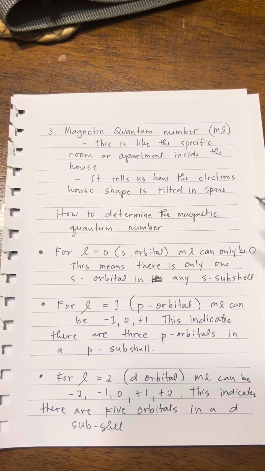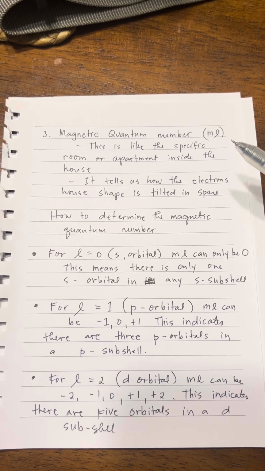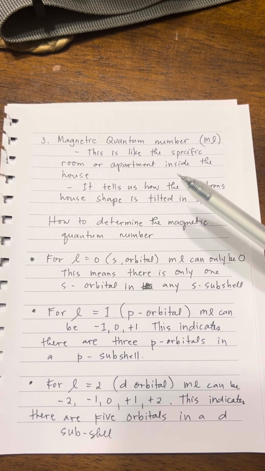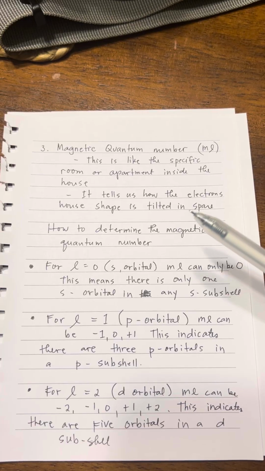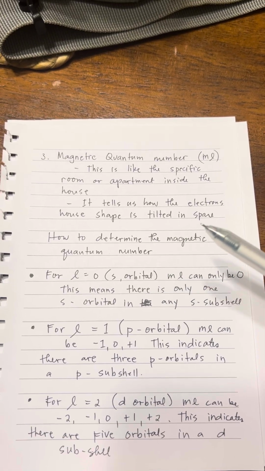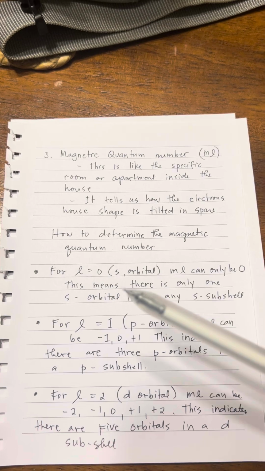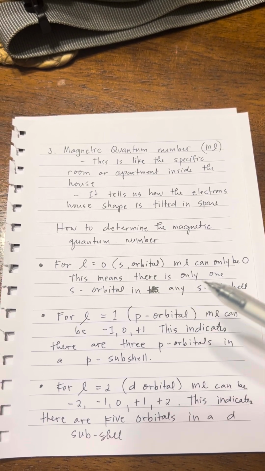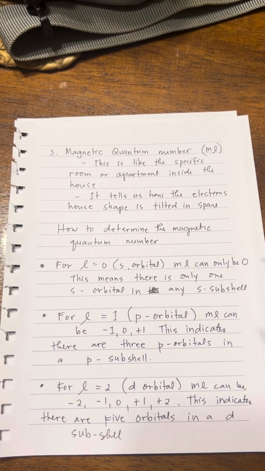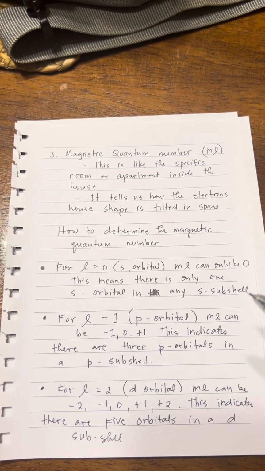The third quantum number is the magnetic quantum number, represented by the symbol ML. This is like the specific room or apartment inside the house. It tells us how the electron's house shape is tilted in space. So how do we determine the magnetic quantum number? For L equals 0, that is the S orbital. ML can only be equal to 0. This means there is only one S orbital in any S subshell.